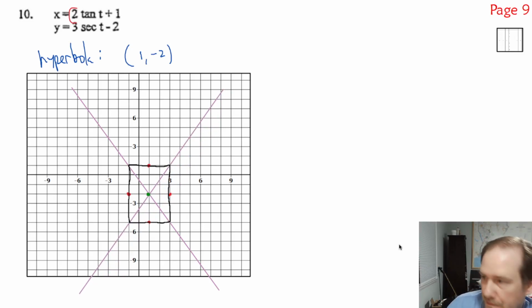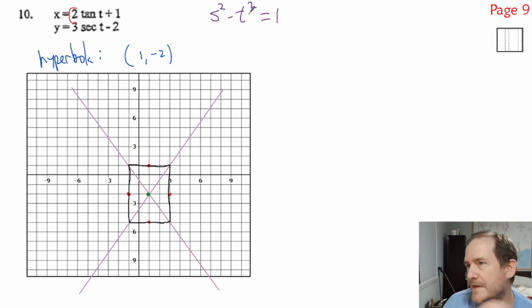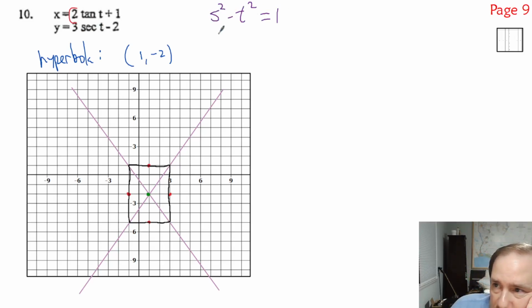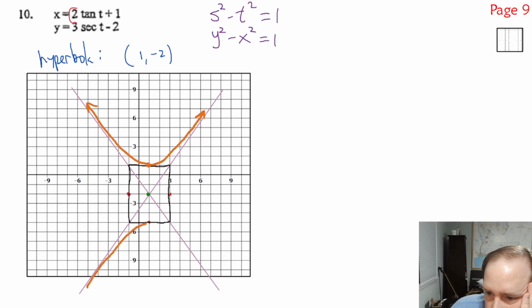And we know that the Pythagorean identity that we're trying to exploit here is the one where secant squared minus tan squared equals 1, in that order. So since secant is the y, then we're going to end up with a y squared minus an x squared equals 1. And when y comes first, you open in the y direction, meaning up and down. So I know my hyperbola is going to want to go like this. Okay, it's not perfect, but it's definitely good enough.